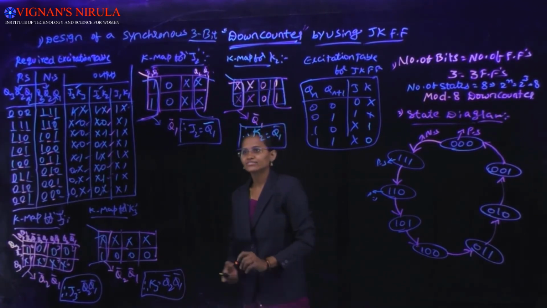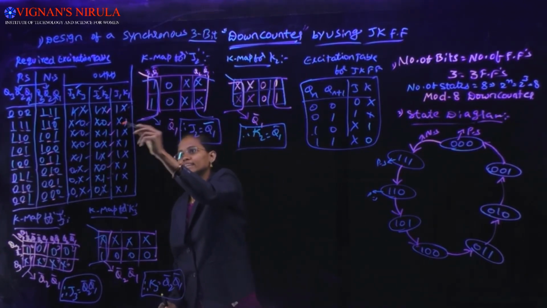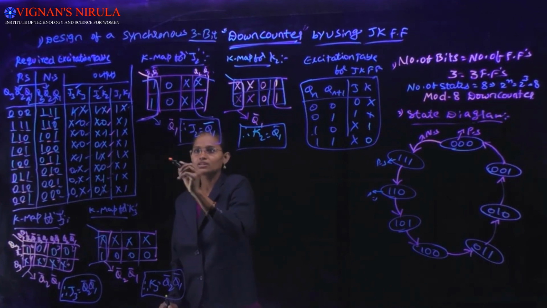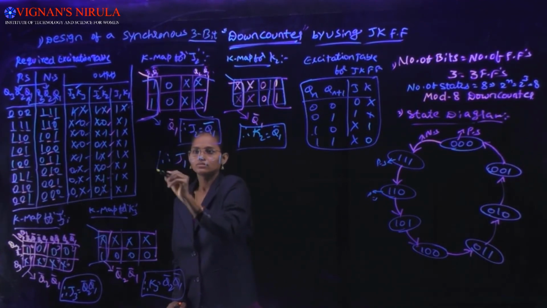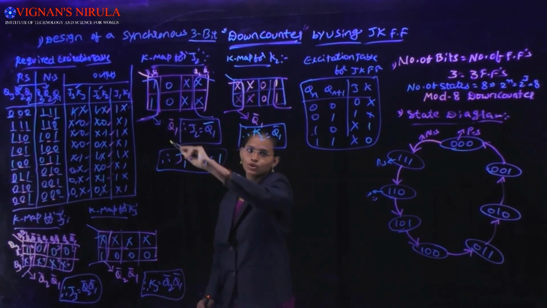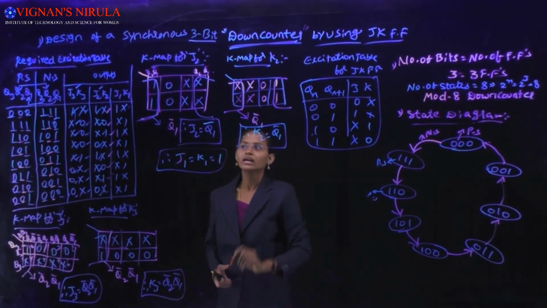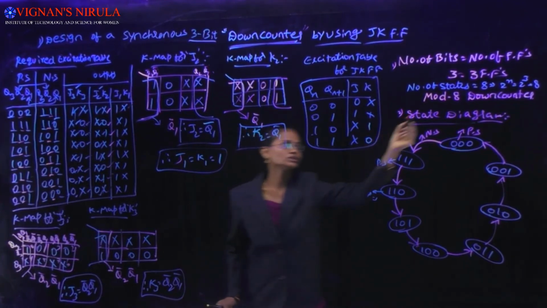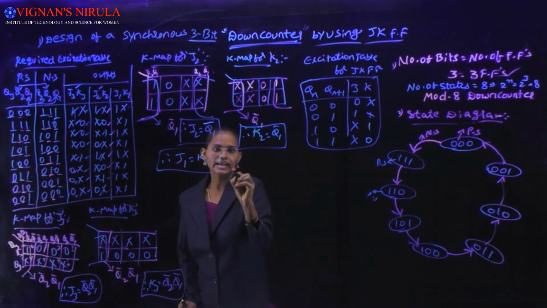Okay, and next find out the J1, K1. Observe these outputs 1 X, X 1, 1 X, X 1. This is repeated. So finally J1 equal to K1 equal to 1. Okay. We are grouping the 8 cells grouping. So J1 is 1 and K1 is also 1. In this given problem we are using the 3 flip-flops. So draw the logic diagram.